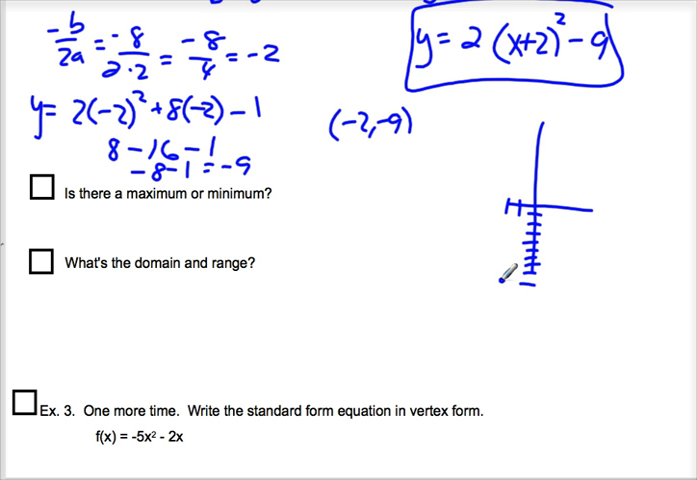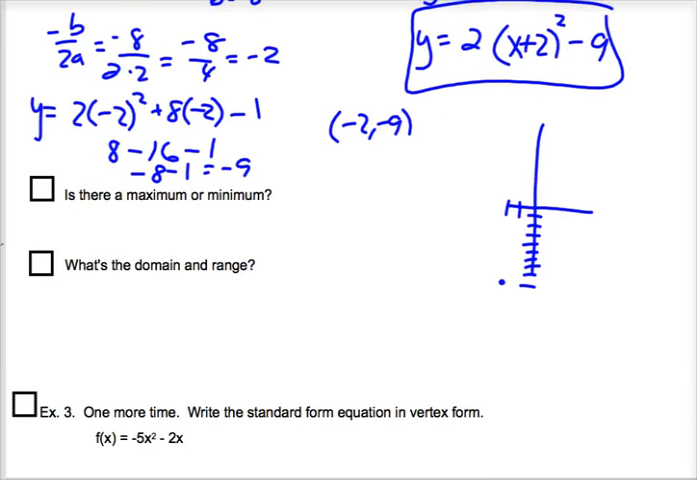Opens up. If I wanted to graph it, I could find the y-intercept, which would have to be negative 1. That's that last number. And then there would be a negative 1 over here. So that means there's a minimum. The minimum is negative 9. The domain's always all reals on these parabolas because they go forever left and right when they open up or down. And the range would be all reals that are greater than or equal to negative 9.